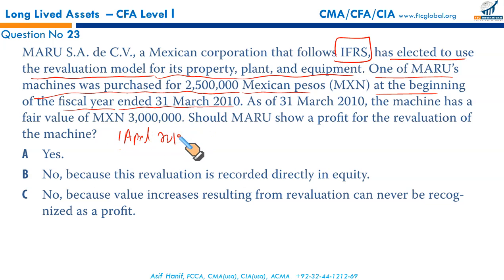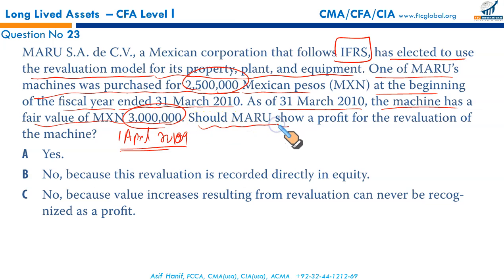2009, and the ending is given to us as 31st March 2010. So remember, the acquisition date was 1st of April 2009, with the fiscal year ending on 31st March 2010. As of 31st March 2010, the closing of the fiscal year, the machine has a fair value of 3 million Mexican pesos. This was the acquisition cost. This is the fair value at the end of the fiscal year.